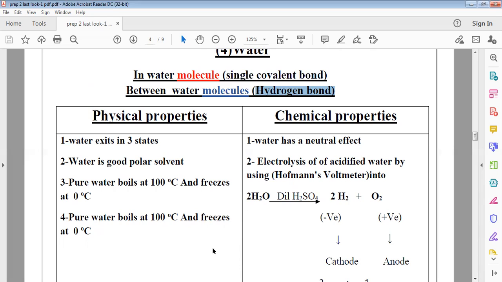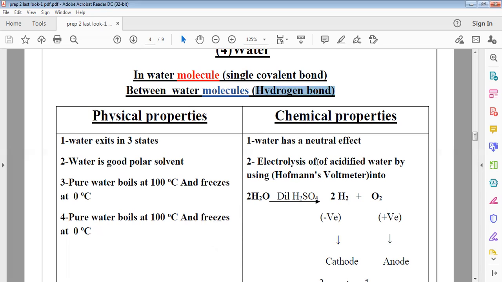فاكرين الاويل ده covalent compound but doesn't dissolve in water. احنا عارفين انه بيعمل floating on the surface of water. ليه؟ Because it couldn't form hydrogen bond with it. ده كان point مهمة جدا. طيب number 3, pure water boil at 100 degree and freeze at 0 degree. But نيجي الناحية الثانية بقى بالنسبة للchemical property. Water has neutral effect. That is mean what?